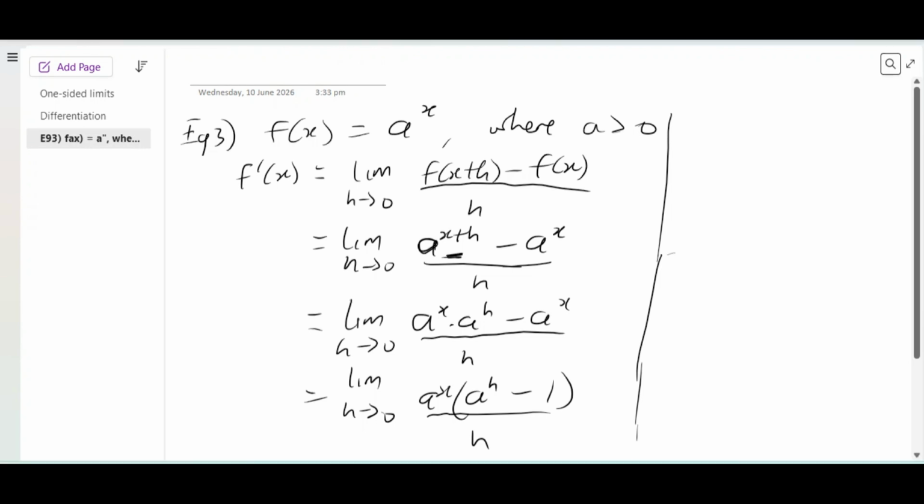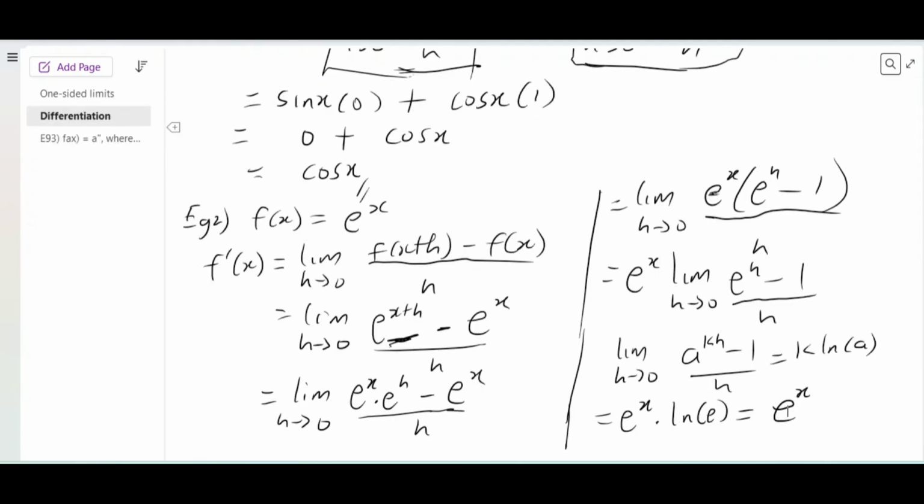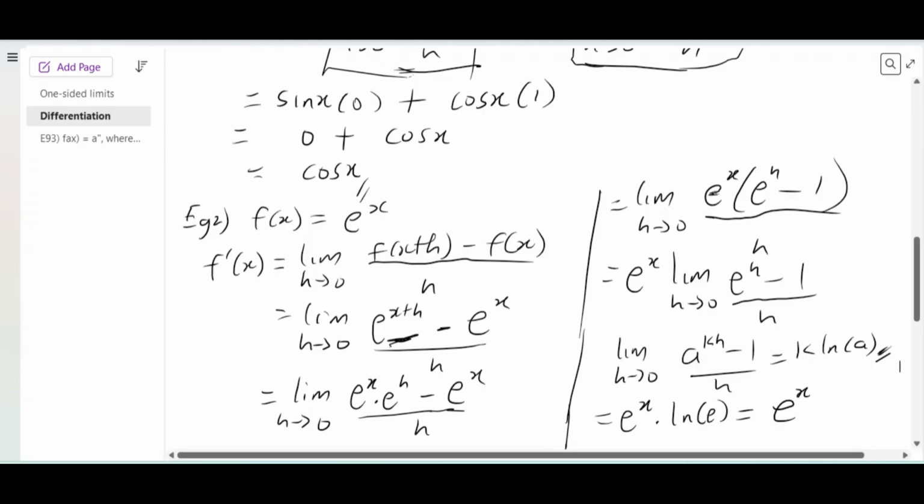So here too, since I'm finding the limit as h approaches 0, it means that any term without h, I treat it as a constant and I can factor that one out. So I'm going to factor a to the power x out, then find the limit as h approaches 0 of a to the power h minus 1 all on h. Now this one represents the special limit I showed you in the previous. Let me show you quickly. This particular limit, so we have gotten a similar one there. So let's compare to see.